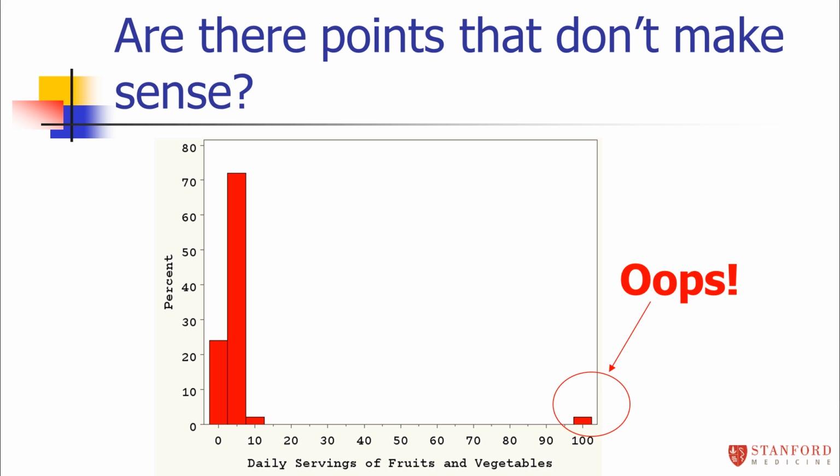You can see how easy it is to pick up this mistake on the graph, right? It's immediately obvious that that point doesn't make sense. You can't have people eating 100 fruits and vegetables a day. So you would pick that error up immediately and be able to resolve it right away.